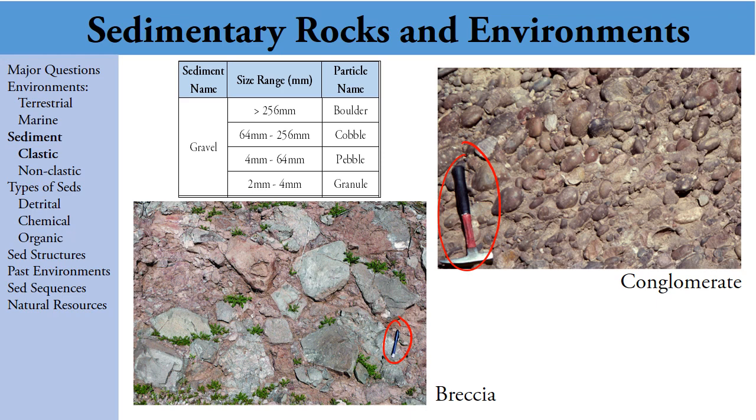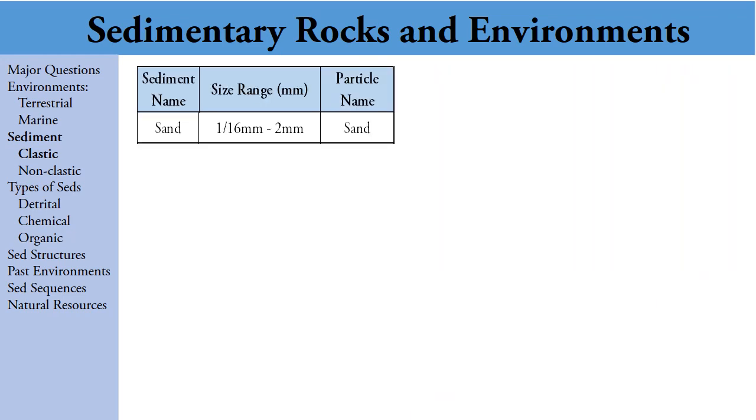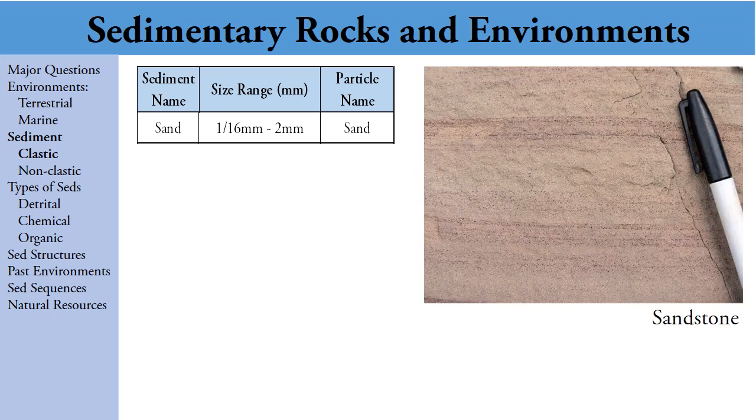Okay, so that's gravel. Well, what if we have sand? Sand actually gives us a little more variety, despite the fact that it's only that one size range. But if you've got some medium or fine grained stuff, then that can give you different outcomes. So sandstone is your typical sedimentary rock formed from sand.